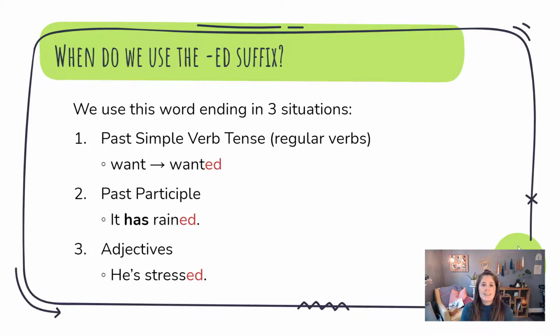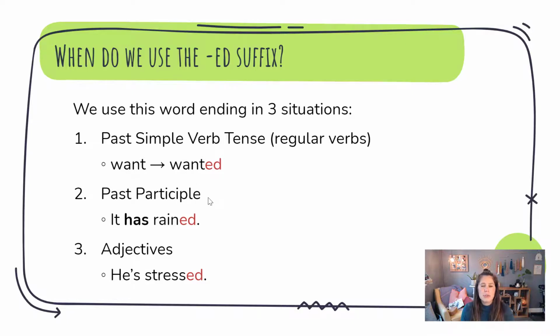We use -ed in 3 different situations. The first is the past simple. This is for regular verbs only. When we want to turn a verb from the present or infinitive into the past simple, we add on an -ed. So we could say that want is the root word and -ed is the suffix added on to the root. So we get want, wanted.